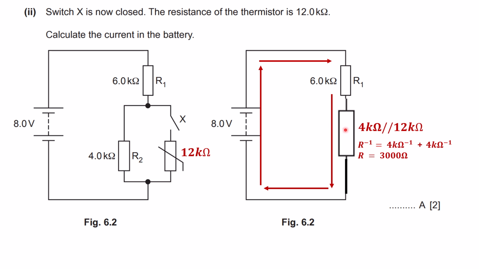So the combined resistance here is the 4 kilo ohms for resistor 2 in parallel with the 12 kilo ohms for the thermistor. We know that when they are in parallel, we have to add the inverses. So we add the inverses, and don't forget to invert one more time. The result, the combined resistance of this parallel combination, is 3000 ohms.